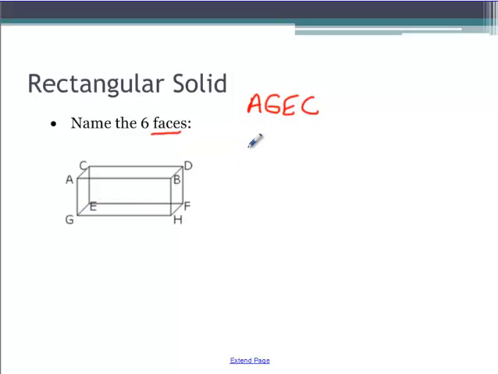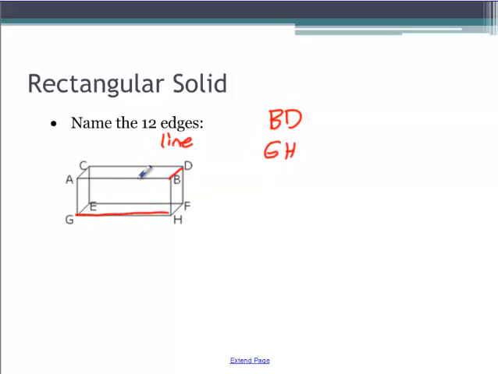You could do the bottom, G, E, F, H, and then there's 4 others: top, front, back, and right. I'm not going to waste the time to write all 6 of them. There are 12 edges. An edge is an actual line, so one of them is BD, right here to here. One is GH, and they're 2 letters. So there are 4 going this way, 4 going up and down, 4 going front to back. Again, I'm not going to list out all 12.